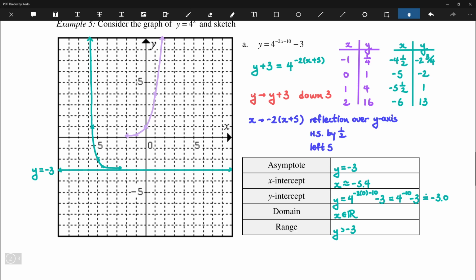Just adding to the y-intercept part, the idea here is that 4 to the negative 10 power is going to be a very small number. And then if we subtract 3 from that, it's going to be very close to negative 3, but not quite negative 3. And again, the x-intercepts, we don't have a good way of finding right now. We just have to estimate using our graphs. That we will cover in more detail in the next unit.